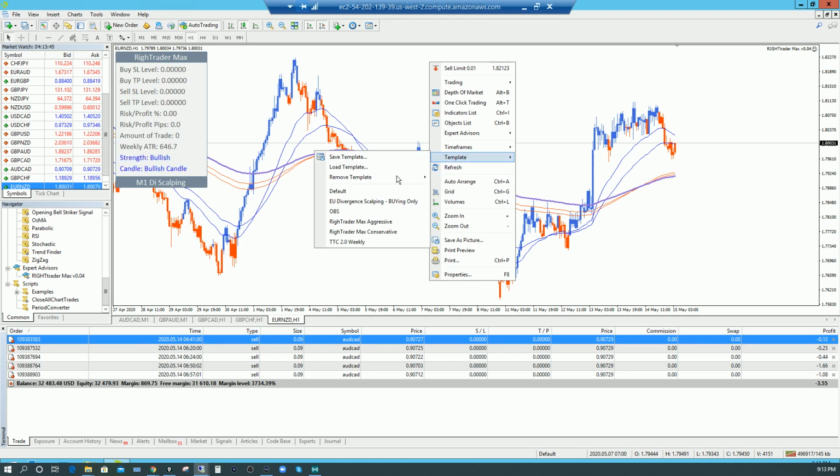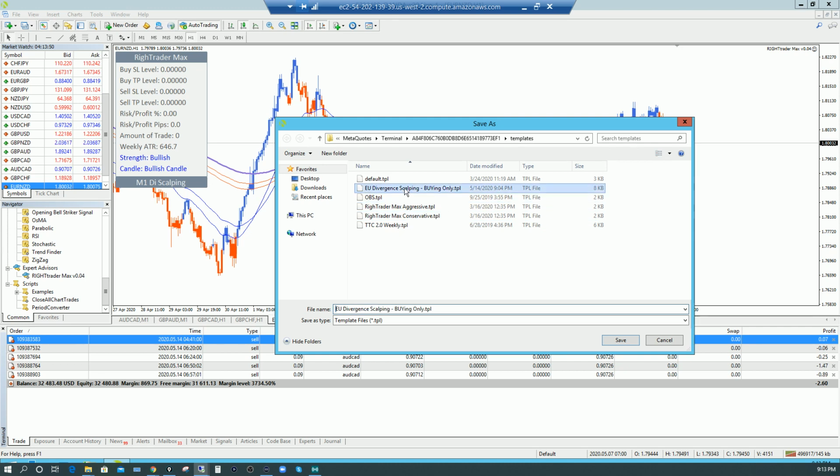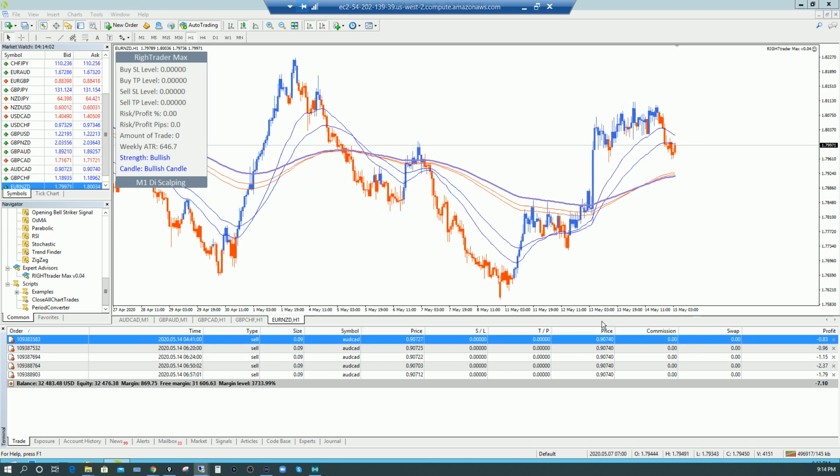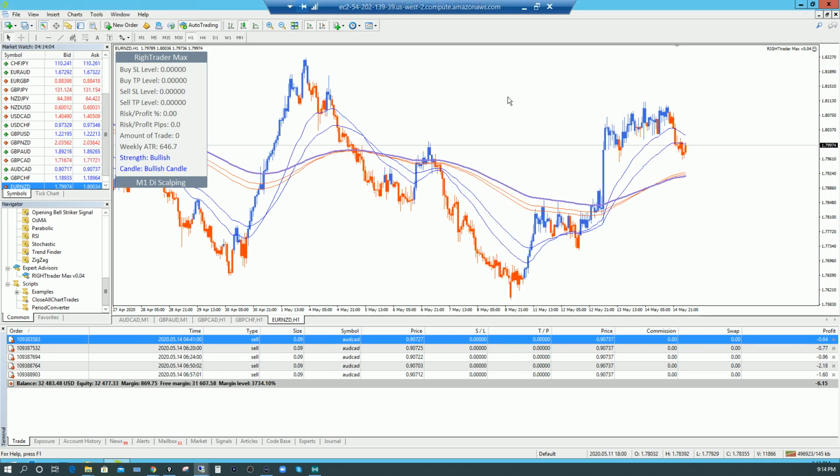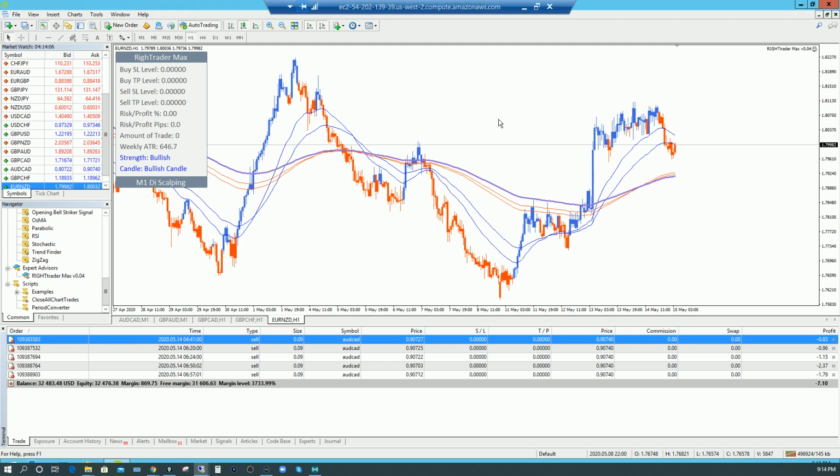I'm going to save this as a template. And I'm going to save it as selling, not buying. All right, there it is. And save that. All right, perfect. We're set to sell right here. We're going to sell during the European session.